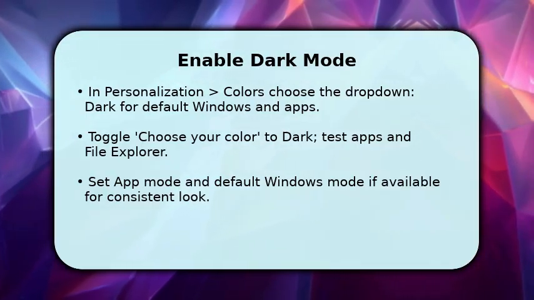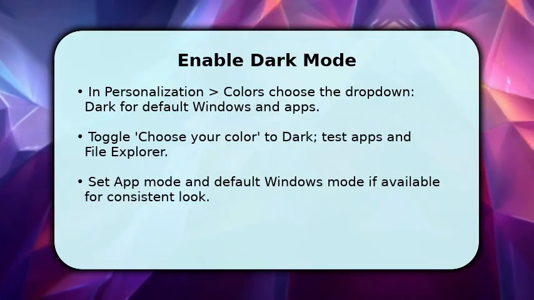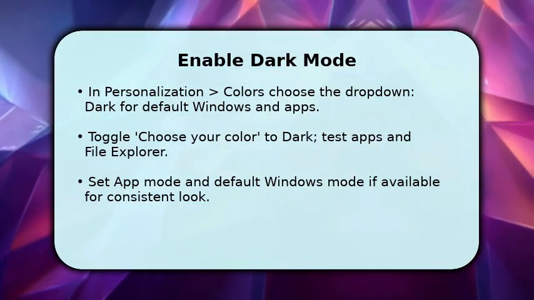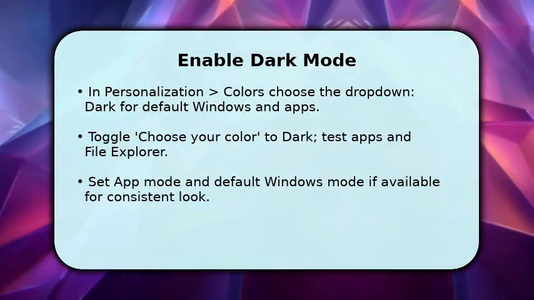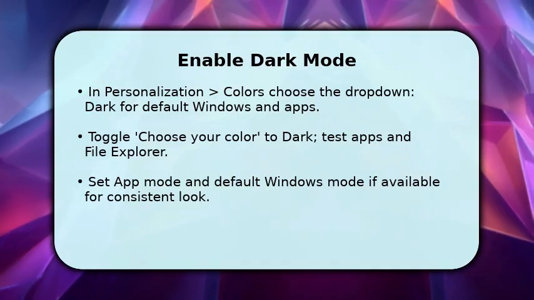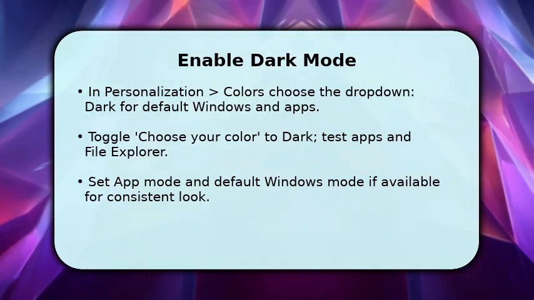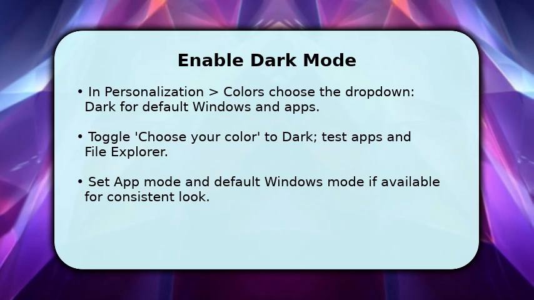If your build shows separate options, set Default Windows Mode and Default App Mode both to dark for a uniform appearance. Make sure to sign out or restart an app if it doesn't update immediately. Some programs need a restart to apply the new theme.